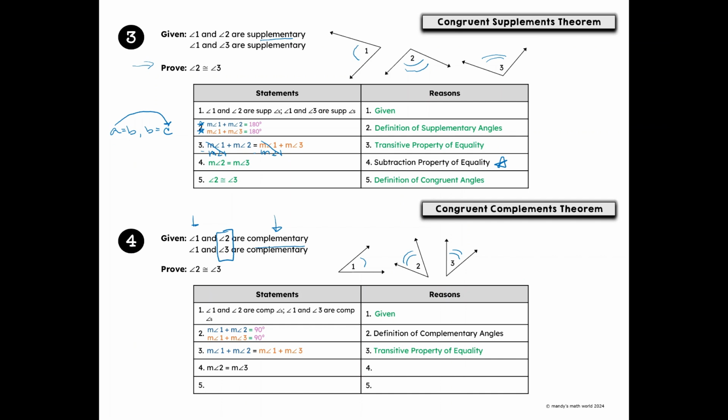Just like I did in example number 3, I'm trying to get the measure of angle 2 equal to the measure of angle 3. How can I do that? I can subtract the measure of angle 1 from both sides of the equation, right? It's the same amount. I'm subtracting the same amount from both sides, and I'm left with the measure of angle 2 is equal to the measure of angle 3. What did I do to get there? I used the subtraction property of equality. If two angle measures are equal, then the angles are congruent by the definition of congruent angles. Let's move on.